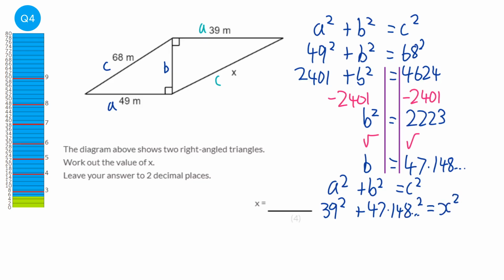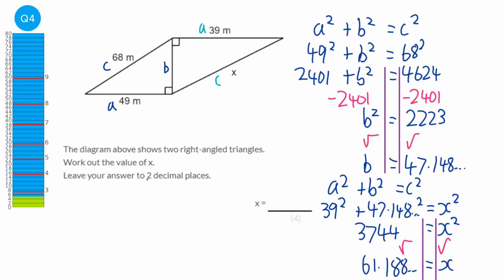Okay, so we need to square that. So we do 39 squared plus 47.148 squared, and that will be 3,744 equal to X squared. And we just get our lines in because we need to square root both sides, and we get 61.188 and so on is equal to X. It says it wants it to two decimal places, so that will be 61.19.